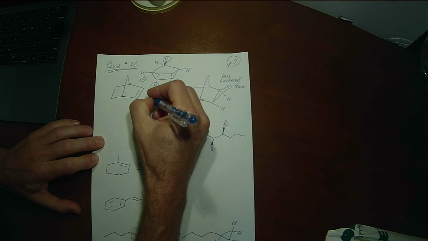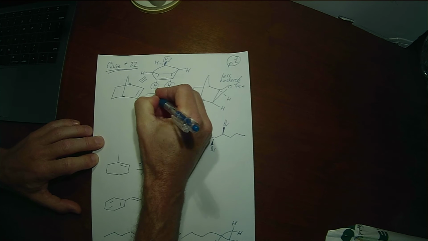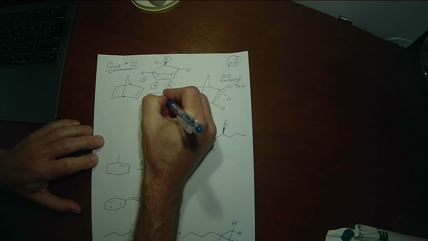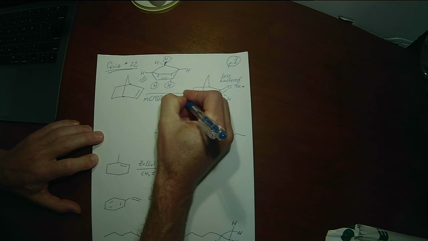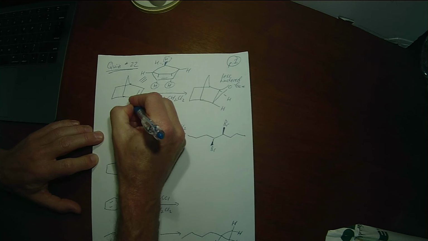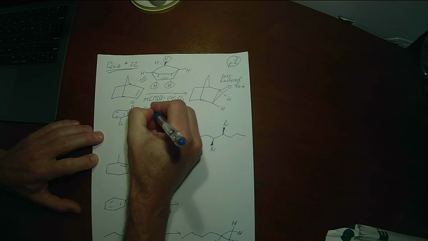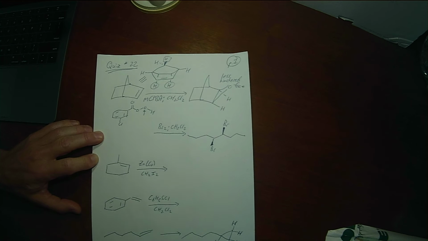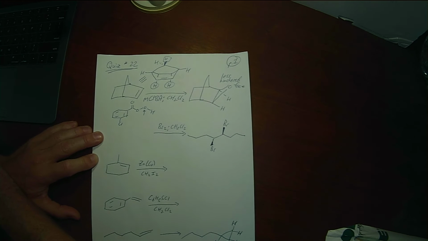If we want an epoxide on the less hindered face, that's the metachloroperoxybenzoic acid, and the usual solvent for that is dichloromethane. And remember, MCPBA looks like that, and it's got that peroxy acid where that oxygen there is the one that's the electrophile.